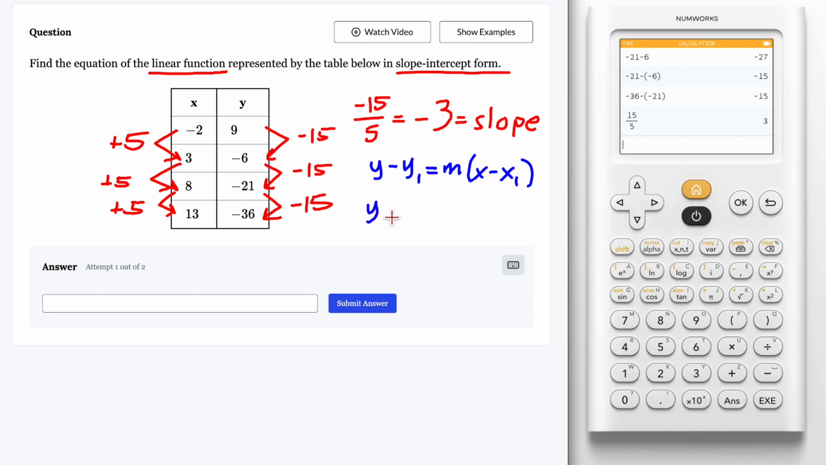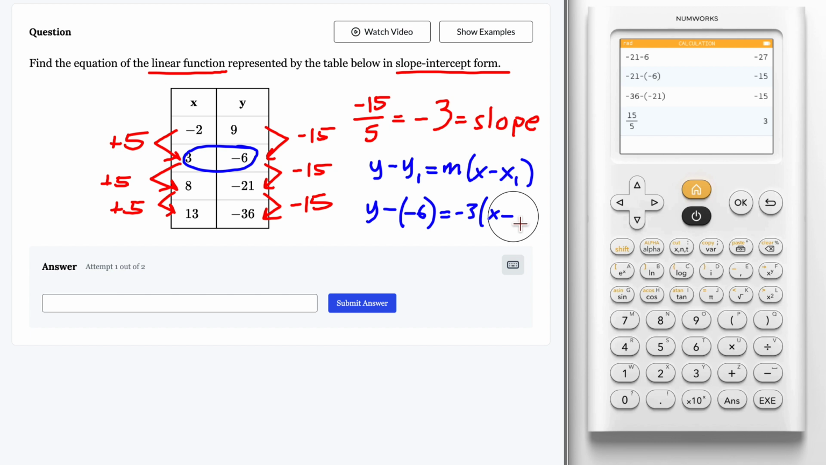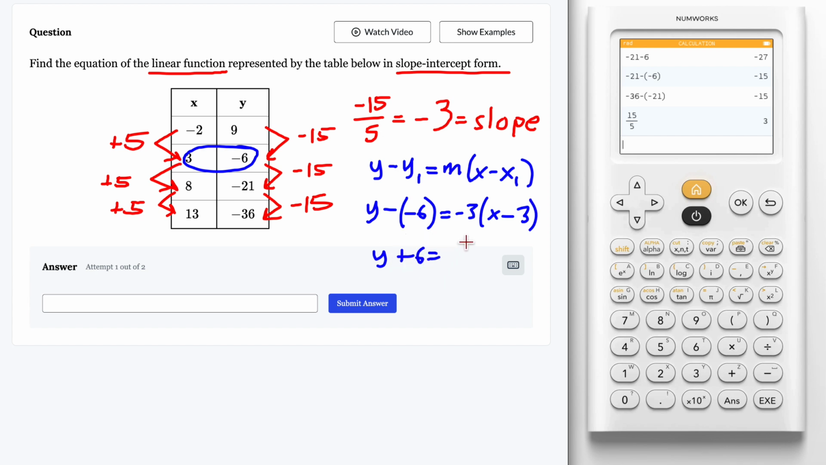Well, we got y minus, well, I'm going to use this value here. It doesn't matter which one you choose, that's just the one I chose. So I got y minus -6 equals my slope of -3, x minus my x value of +3. I'm going to multiply my negatives together here. So I've got y plus 6, and I'm going to distribute this -3. So I've got -3x plus 9.